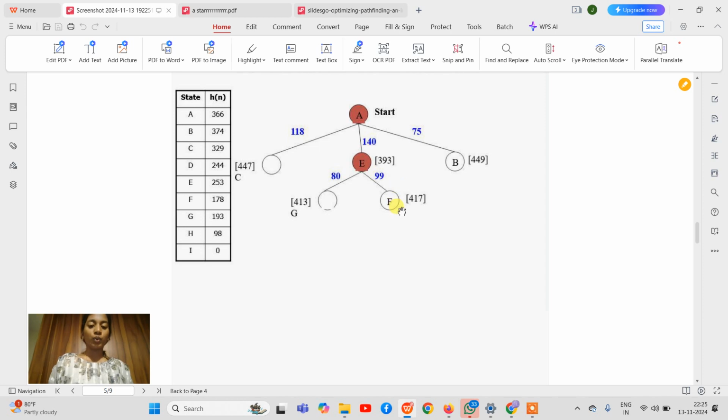413. And when we look at node F, we'll be adding 140 plus 99, which is the path cost, plus the heuristic value of F, which is 178. When we add 178, 140, and 99, we'll end up on 417.